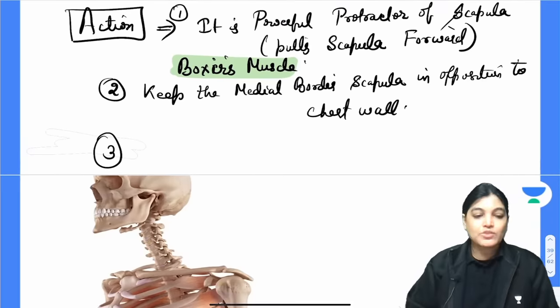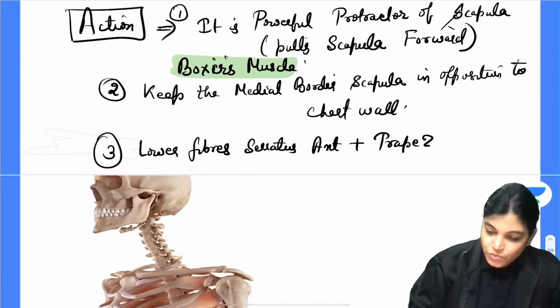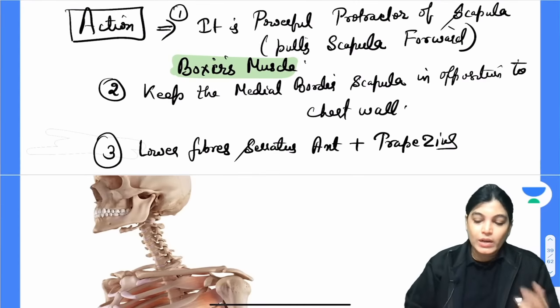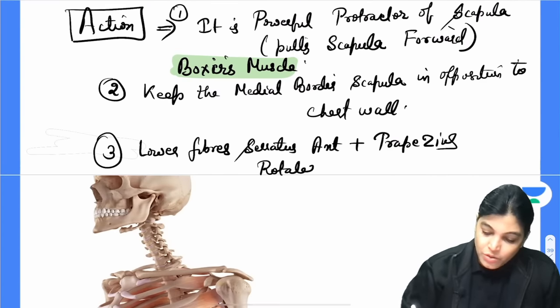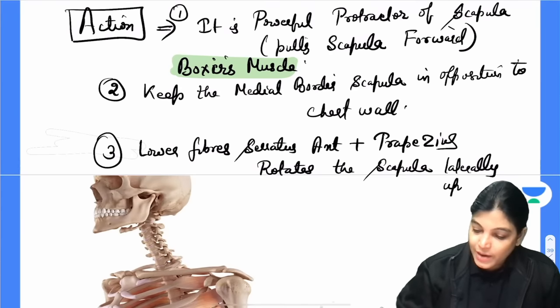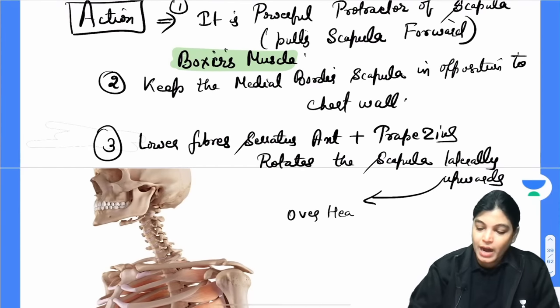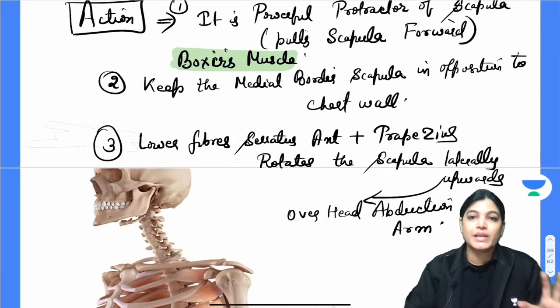Now moving on to the third action. One of the important actions of serratus anterior is this: when the lower fibers of serratus anterior act along with the trapezius muscle, which is one of the superficial muscles of the back, it rotates the scapula laterally upwards. And what is this action? It is causing overhead abduction of the arm, involved in overhead abduction at the shoulder joint. So these are the three actions of serratus anterior muscle. Done.